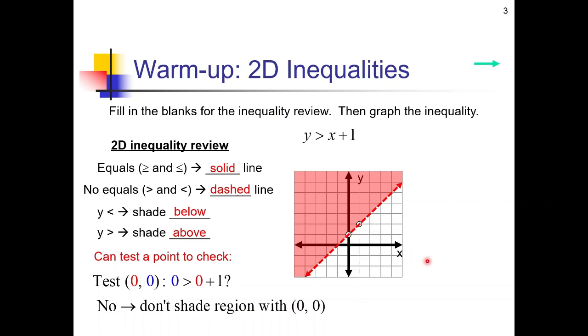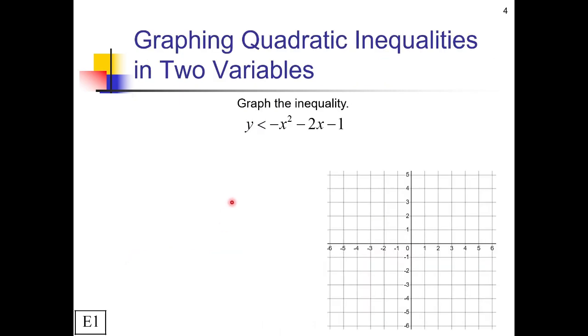So we're good. Our first non-warm-up example is going to be to graph the inequality y less than negative x squared minus 2x minus 1. At this point in the game, you've probably already graphed a whole bunch of parabolas in standard form and whatever other form. This is really the same process. The only difference here is that you're going to have possibly open dots instead of solid dots for your guiding dots. And you might also have a dashed line instead of a solid line.